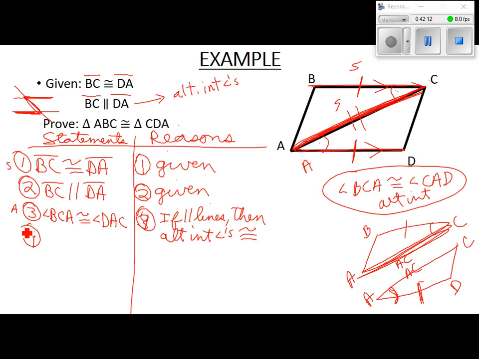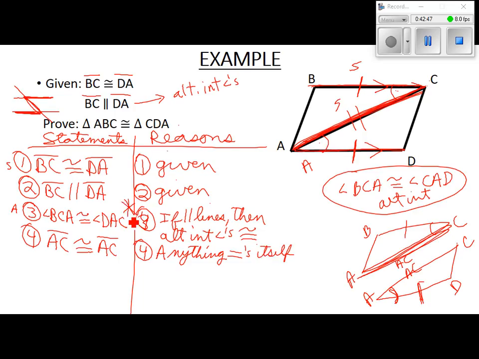Well, we're out of given information, so we have to come up with something on our own. What did we come up with on our own? What was it, Silas? Segment AC, what about it? Congruent to segment AC. How did you know that segment AC was congruent to segment AC? The reflexive property, which says what? Anything equals itself. That's what I want to write down: anything equals itself.